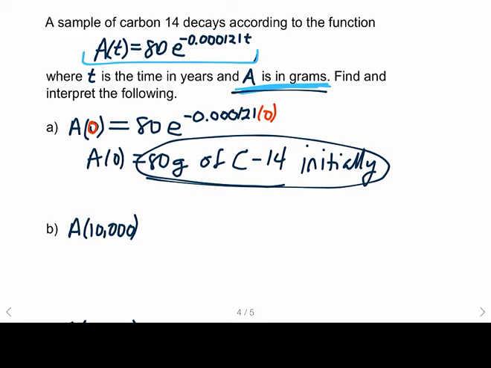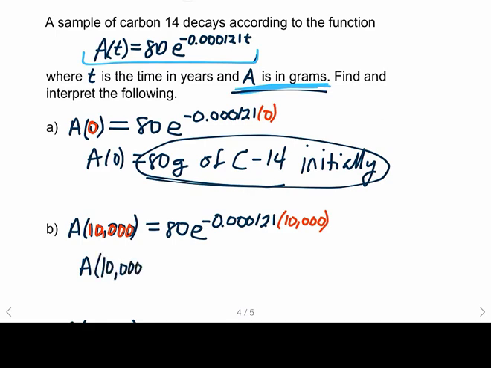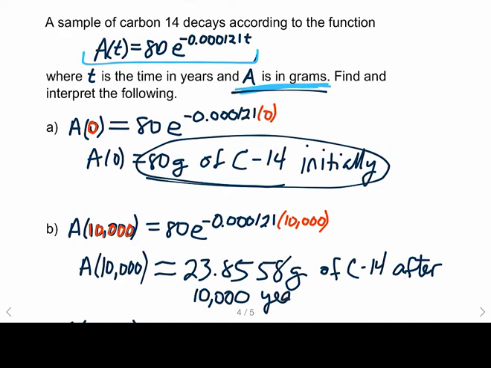Part B, A of 10,000. So go ahead, you know what you're doing. Put it into your calculator and see what you get, and see if you can maybe write down some words as to what this means. So go ahead and pause the video and do that. Okay, so putting 10,000 in place of t, I get that A of 10,000 as a calculator value is approximately 23.8558 grams of carbon-14 after 10,000 years.